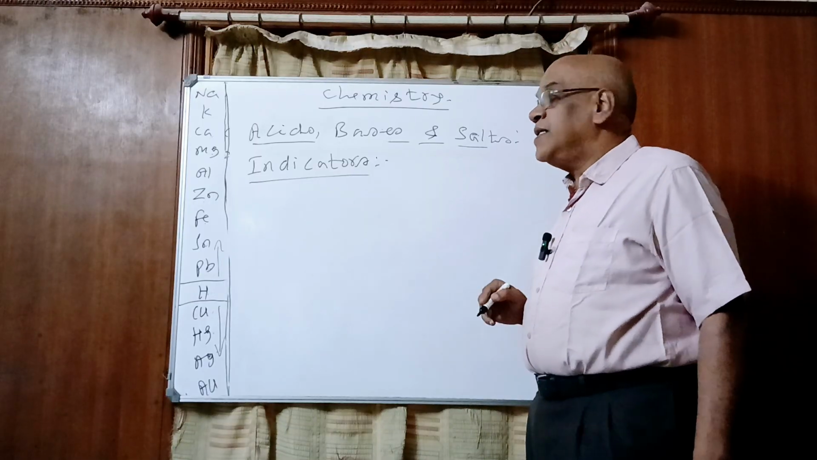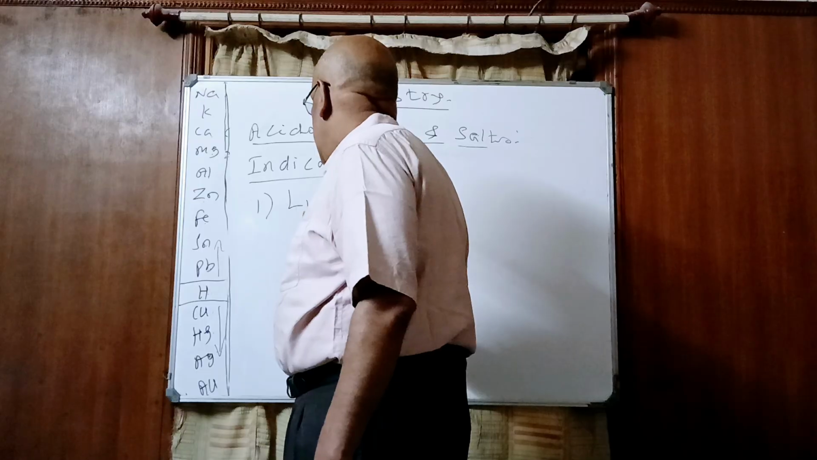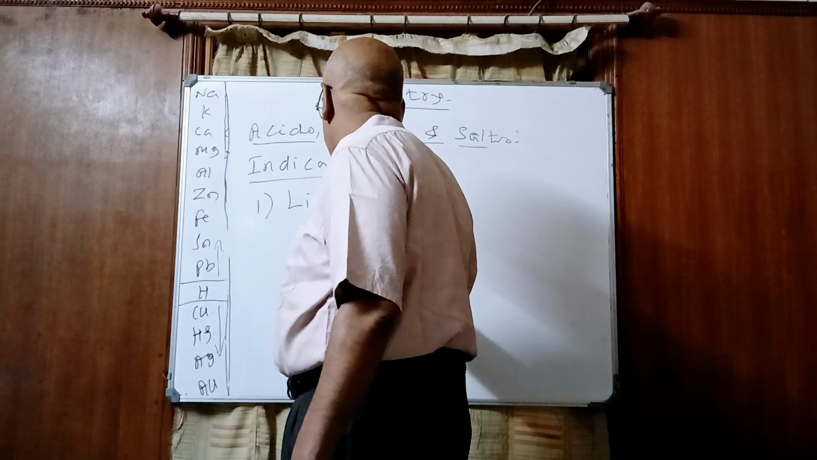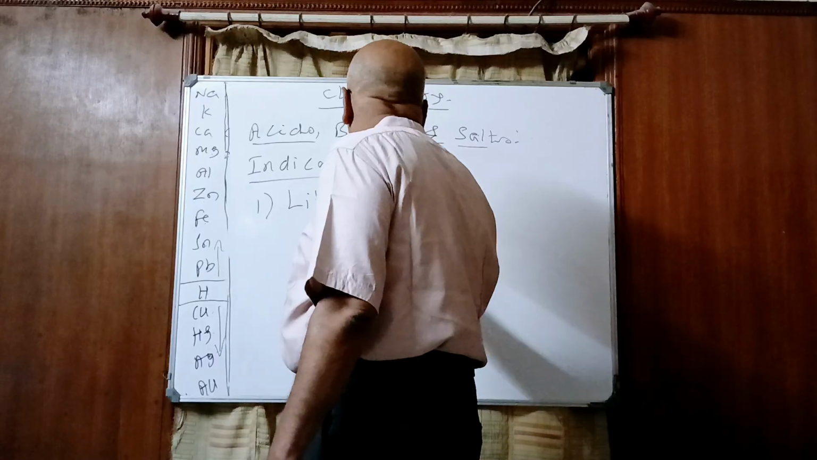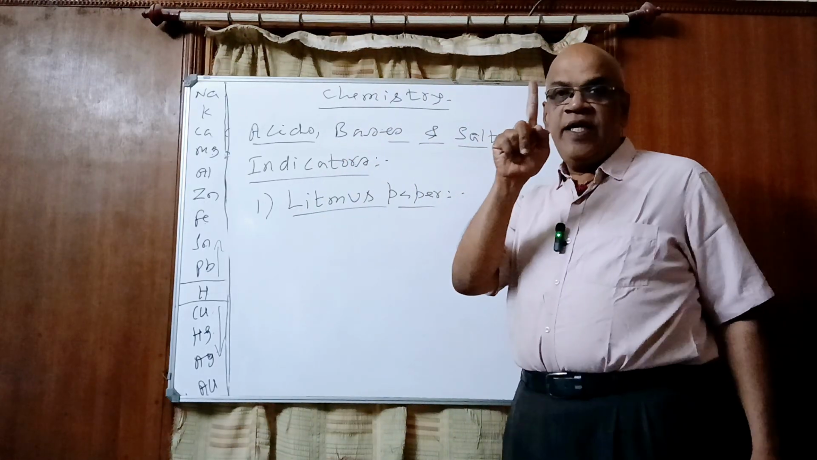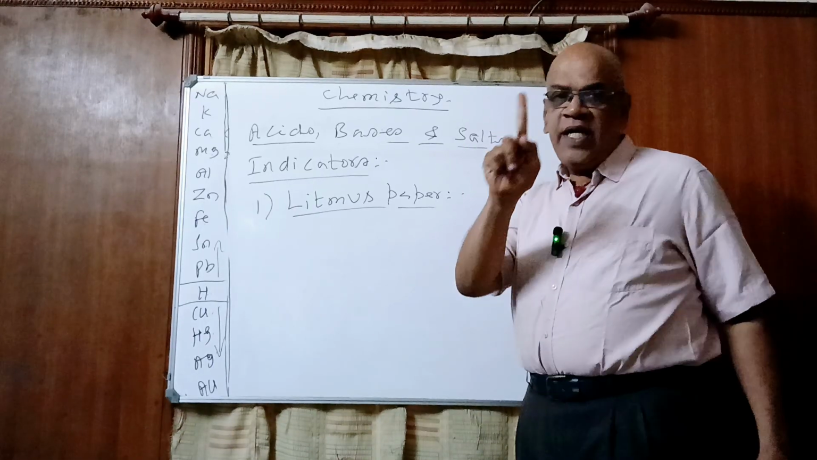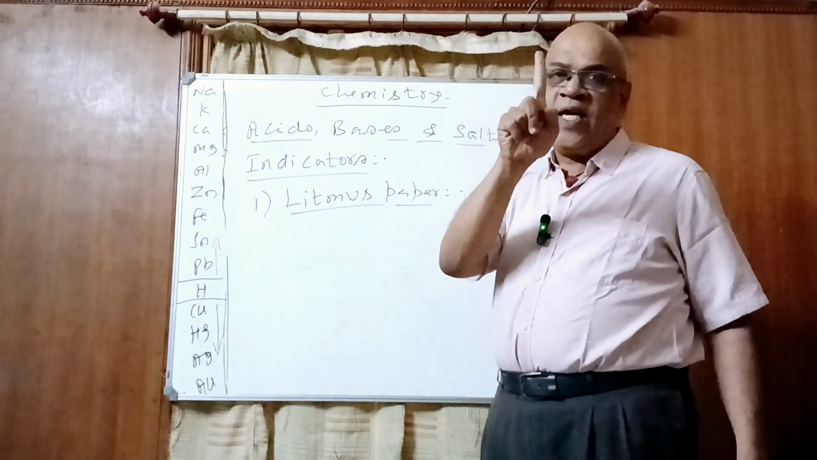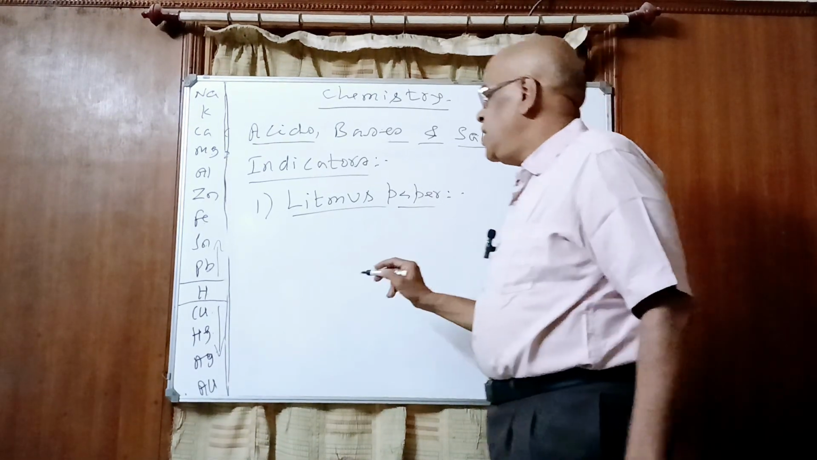So, how many types of indicators are there? There are 3 types of indicators. What are they? Litmus paper. How big is it, children? It is the size of this pointing finger, 3 inches. Litmus paper is of one pointing finger size, 3 inches. Understood? They appear in 2 different colors.